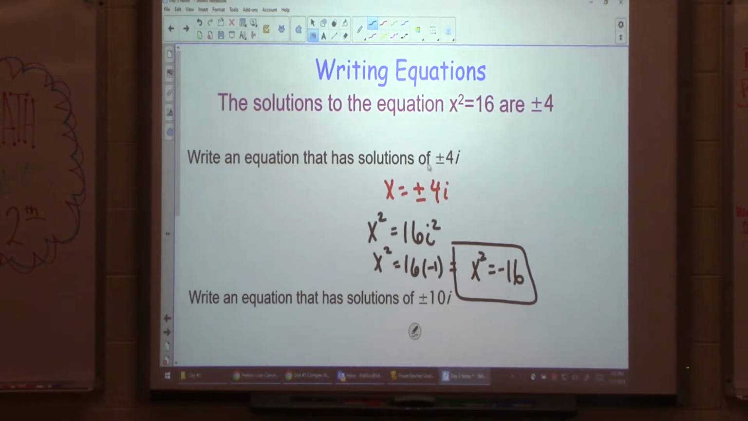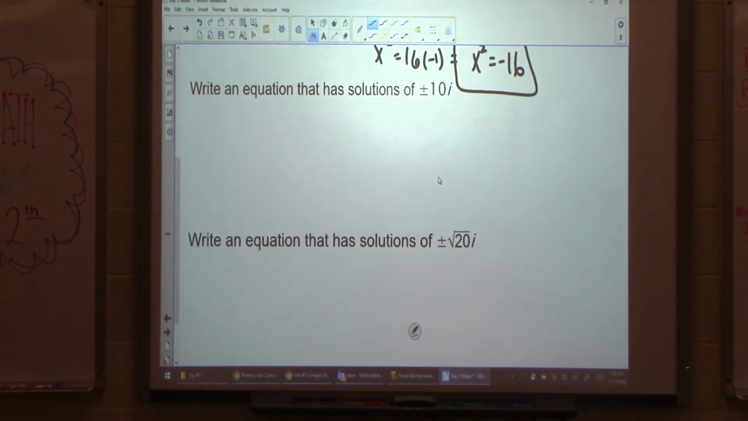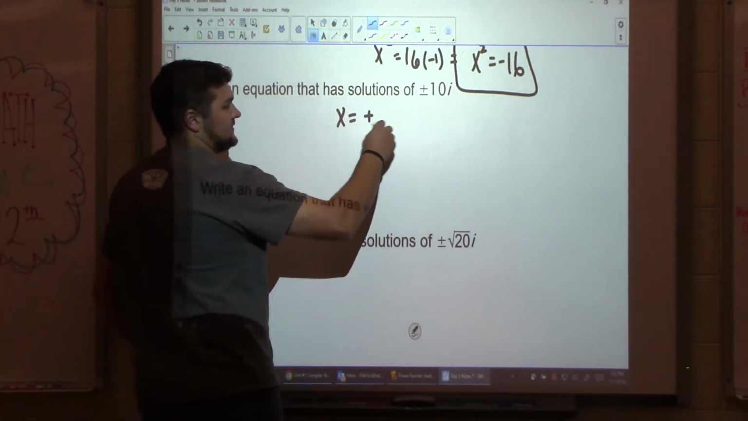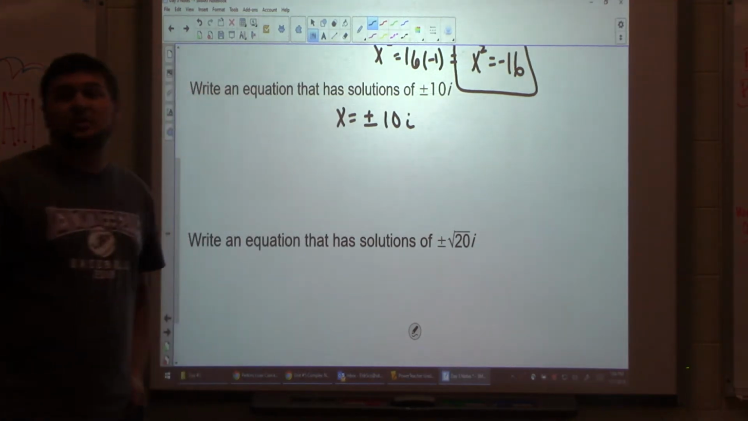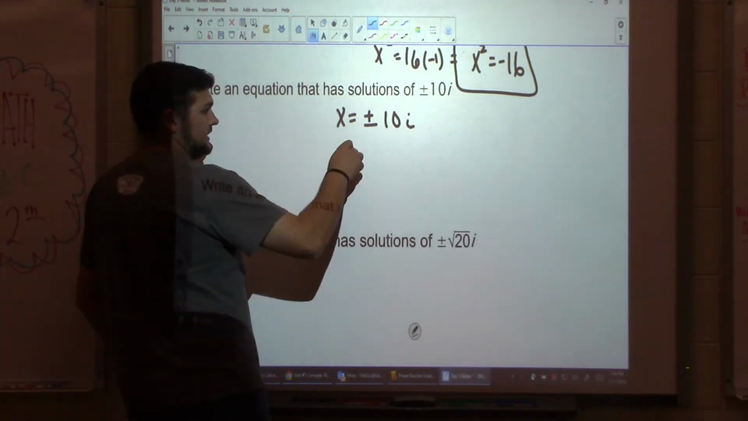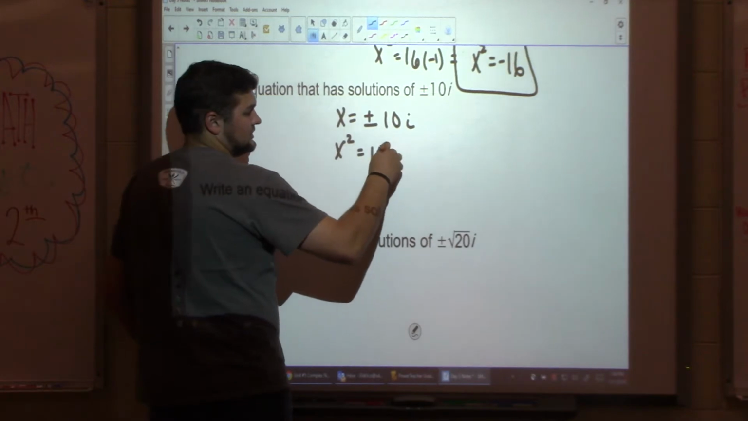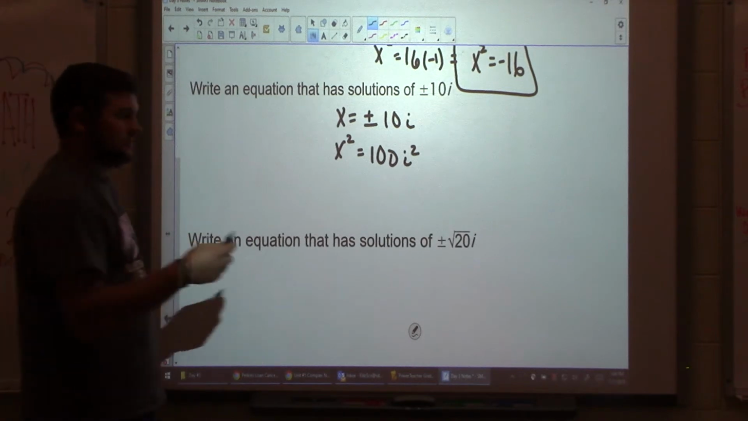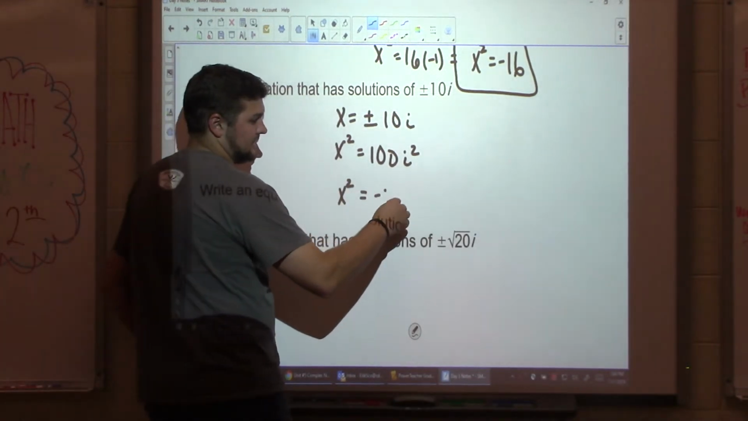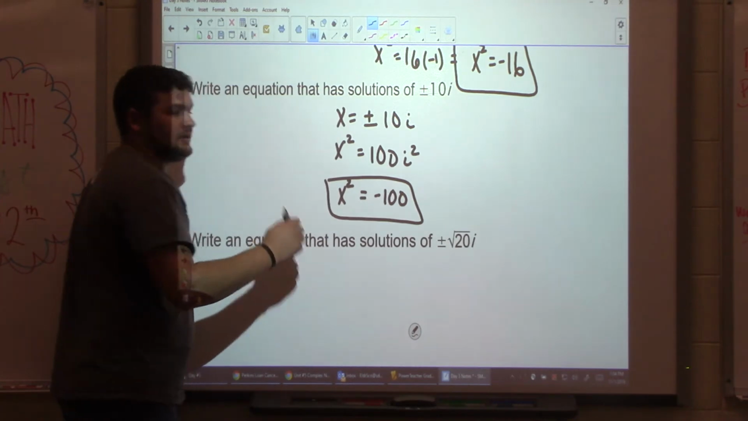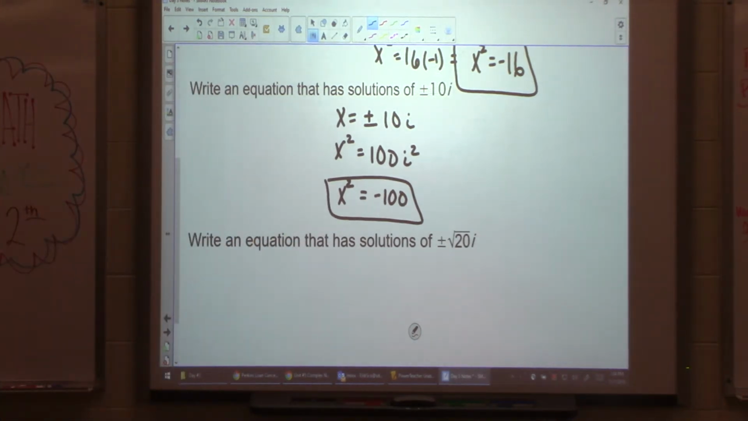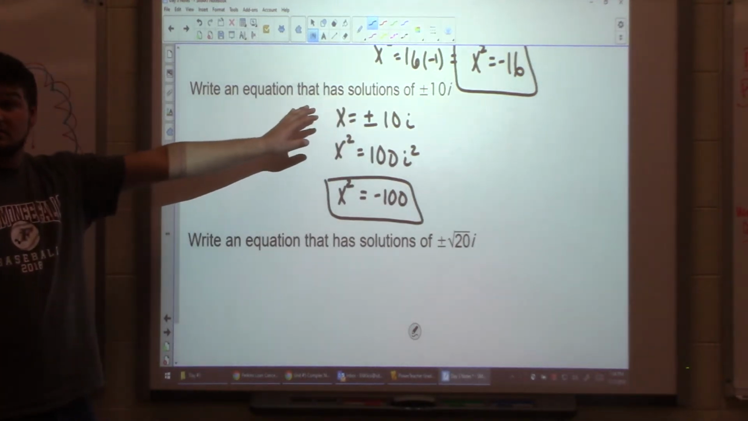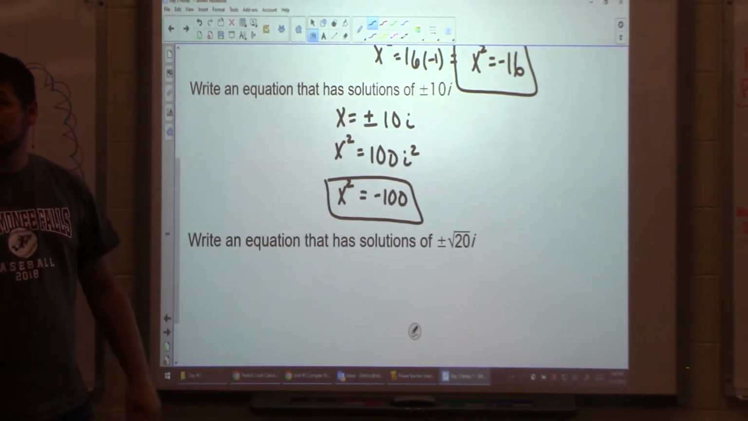Alright, let's try another one. Write an equation that has solutions of positive and negative 10i. Well, if I let x equal positive negative 10i, and I square both sides, I get x squared equals 100 i squared. Which is going to equal what? Negative 100. So x squared equals negative 100. I squared equals negative 1. I told you I'm going to ask you that a million times. Any questions on that? We good? Should we keep going? Yes. 2 more.